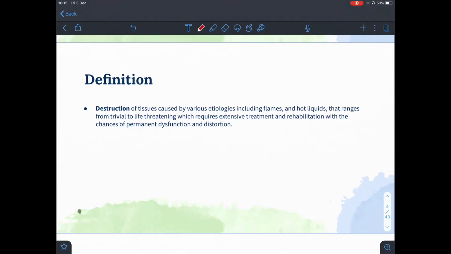So what is a burn? It is a destruction of tissue. يكون سببه إما flames, hot liquids، وتكون البرنز we have life-threatening burns، وعندنا البرنز البسيطة اللي managed easily في البيت. So there's a wide spectrum يفرق فيه الدرجات حق البرن.